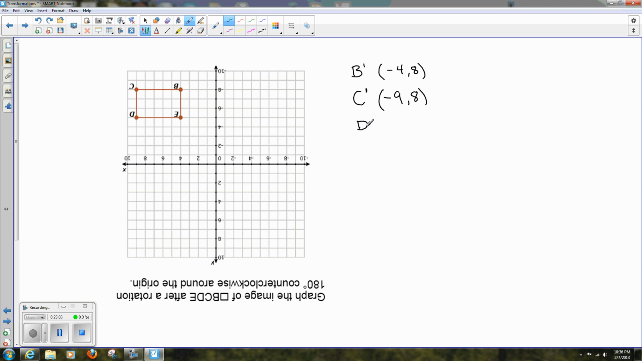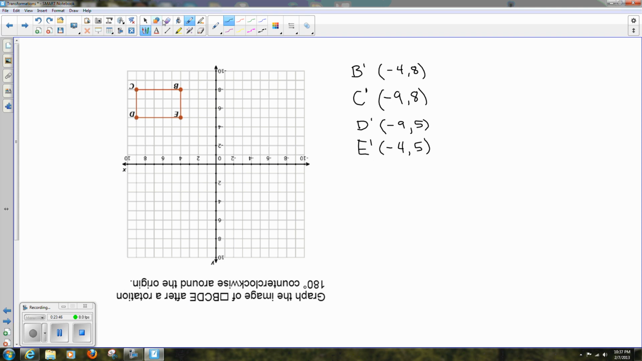D prime is located at -9, let's see, 5, -9, 5. And then E prime is going to be at -4, 5. I can see these pairs of numbers, which makes sense because this is a rectangle, right? So they're going to have some similar points.